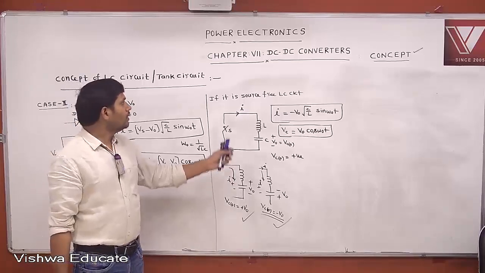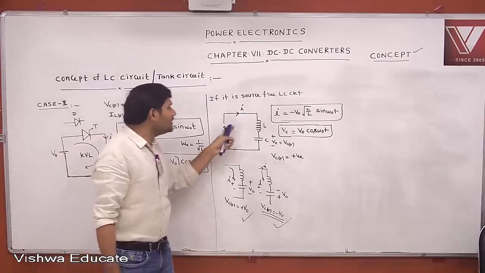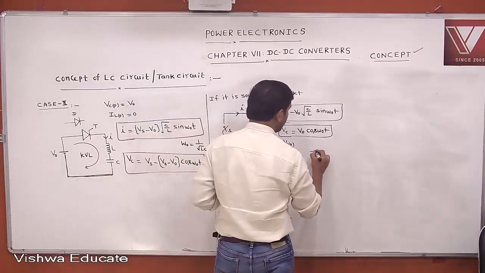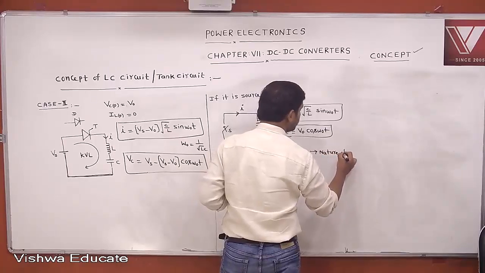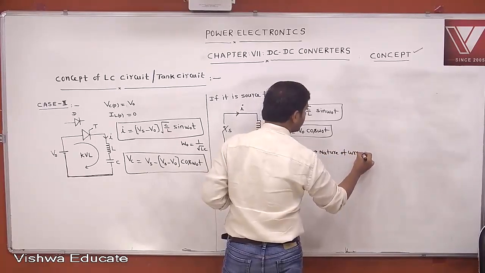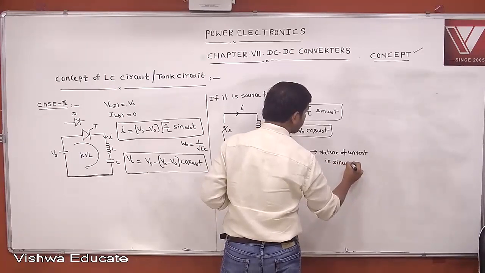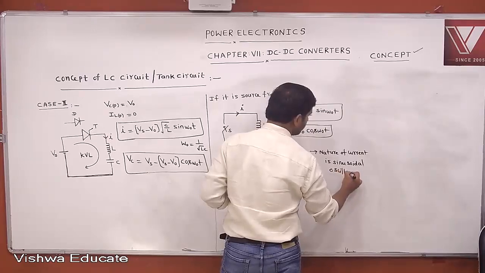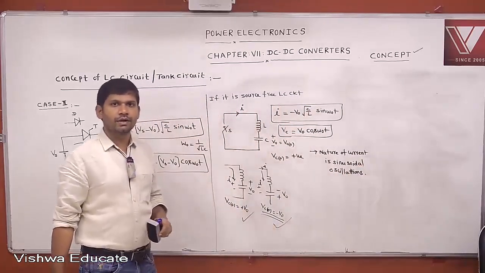Okay. Now this is the source free LC circuit. In the source free LC circuit also, the nature of the current is sinusoidal oscillations. Nature of current is sinusoidal oscillations.